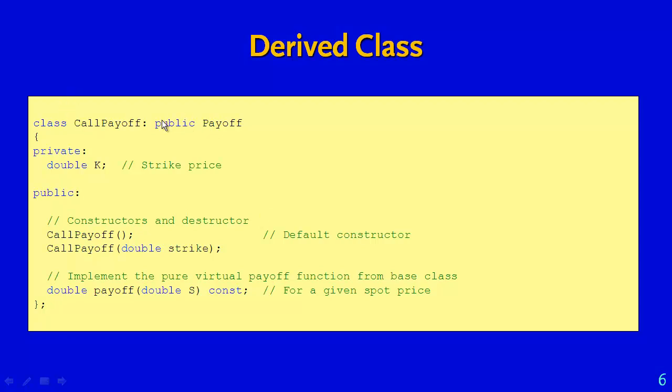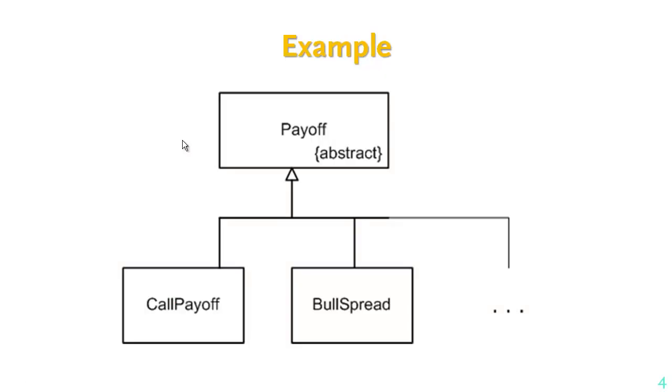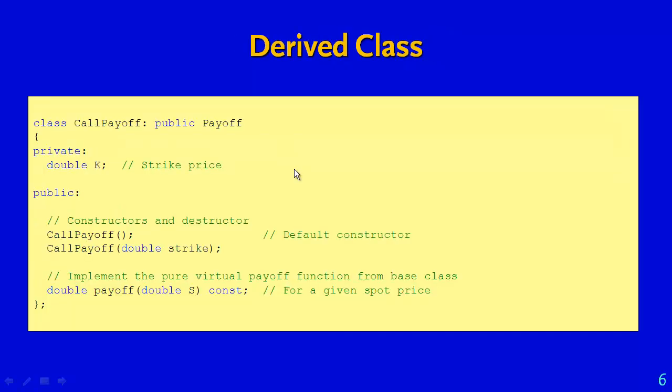A call payoff is derived from payoff, it's inheritance. So basically when I say call payoff is public payoff, he's actually implementing the relationship here between the call payoff and the payoff. Of course you know that in order to price, you know what the payoff is, it's max of S minus K and 0. So we need a strike price. In the constructor, we've got a default constructor as well. It's not so interesting, but you've got a constructor with a strike price as input.